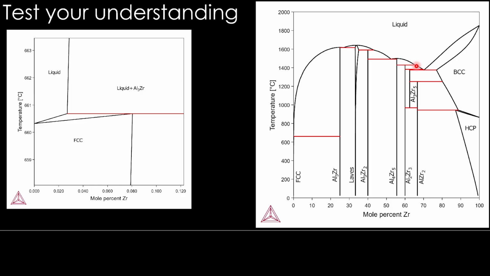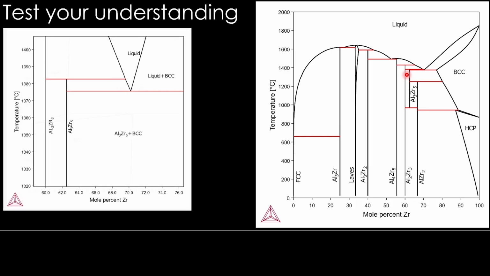Then there is one more line here. This is again peritectic. Liquid plus Al4Zr5, one solid and the liquid, combine to give a new solid, Al2Zr5. And then we have this tricky region. Let us bring a zoomed-in version like this.